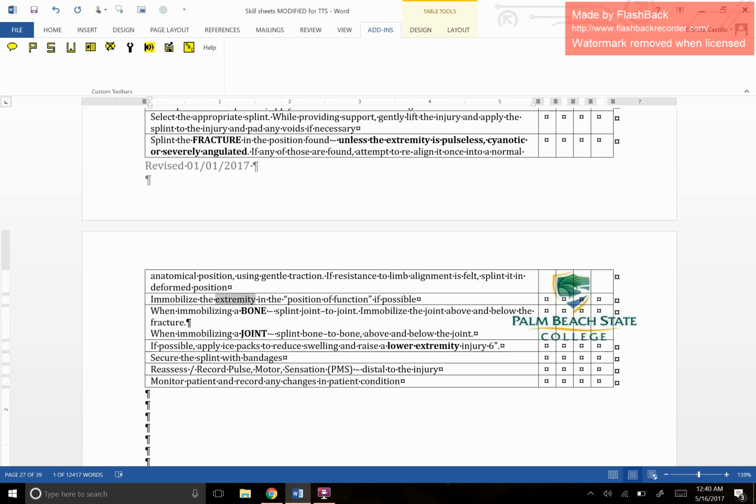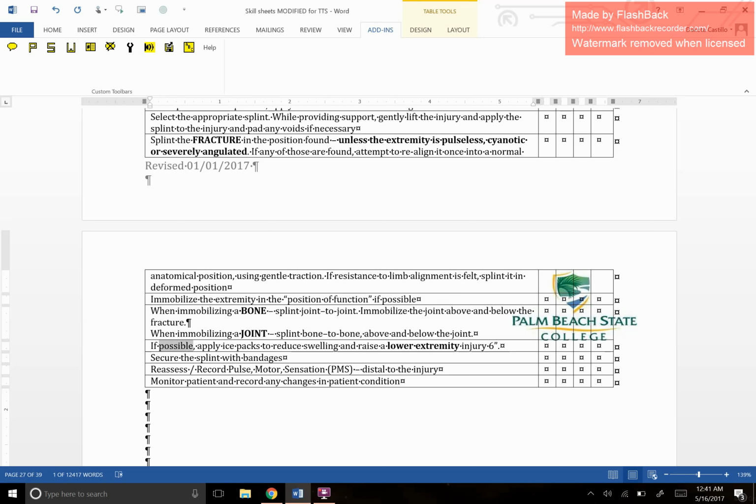Immobilize the extremity in the position of function if possible. When immobilizing a bone, splint joint to joint. Immobilize the joint above and below the fracture. When immobilizing a joint, splint bone to bone, above and below the joint.